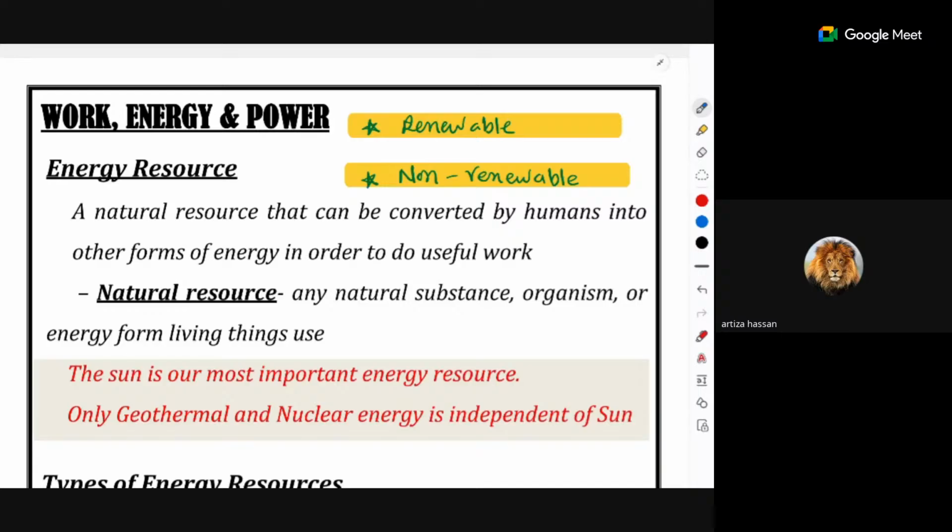So the sun is the most important source of energy. Only geothermal and nuclear energy are independent of the sun; this is a past paper question. All the rest of the energies, in any other form, chemical, hydro, whatever, are dependent upon the sun by all means, directly or indirectly.